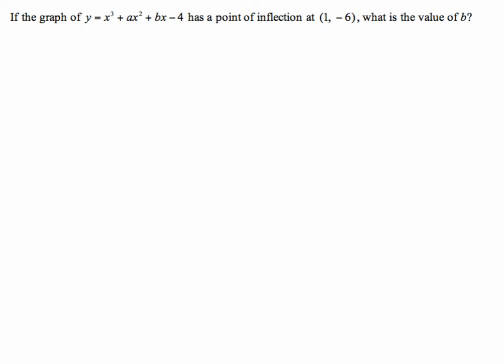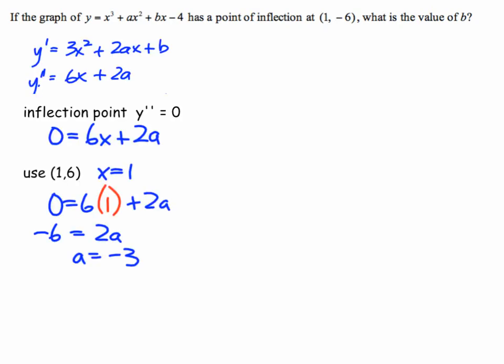Here I have another example where I'm given an equation and it has an inflection point of (1, -6). And we're asked to find the value of b. So all we know to do so far is we know that we have to find the second derivative, because that's what we use to find concavity and inflection point. So I'm going to go ahead and take the second derivative, which equals 6x plus 2a.